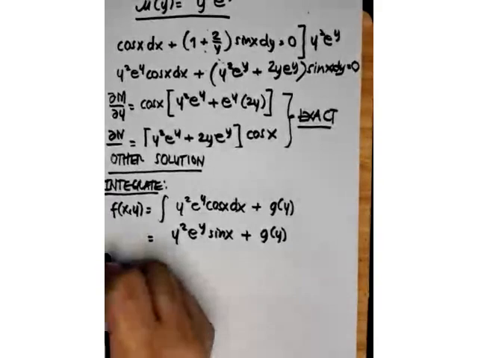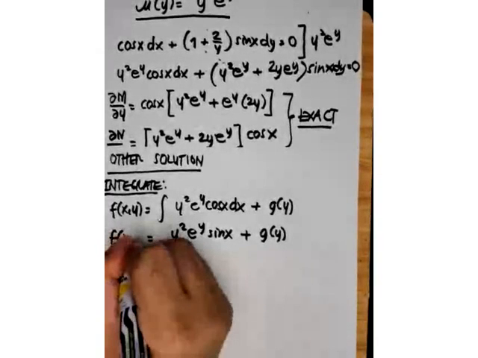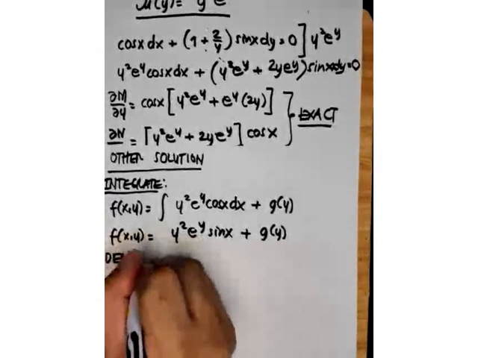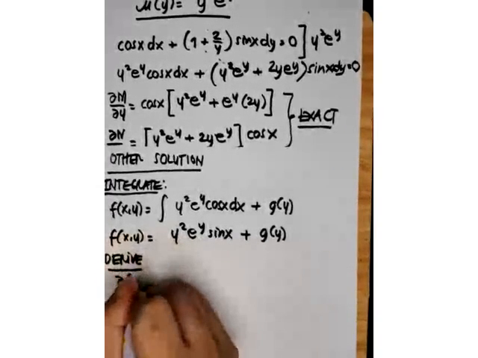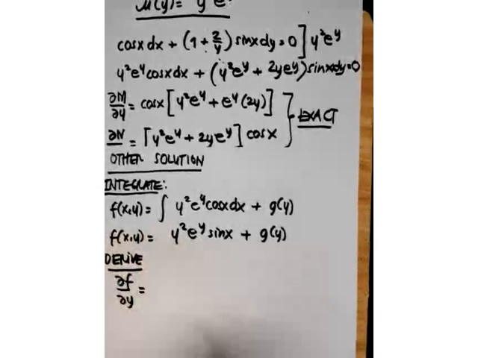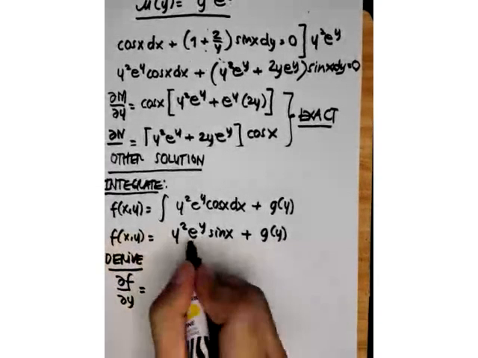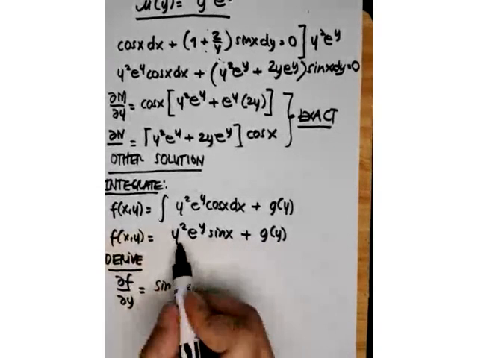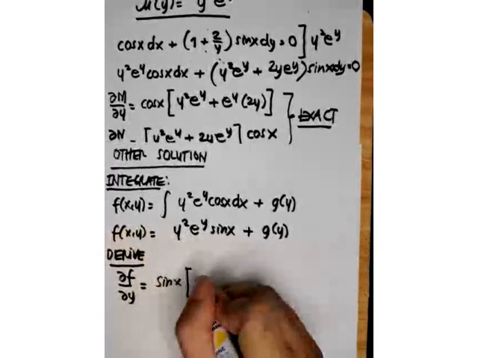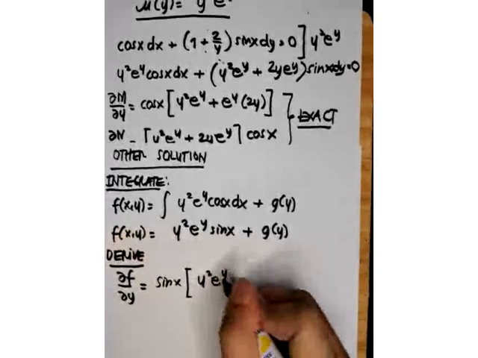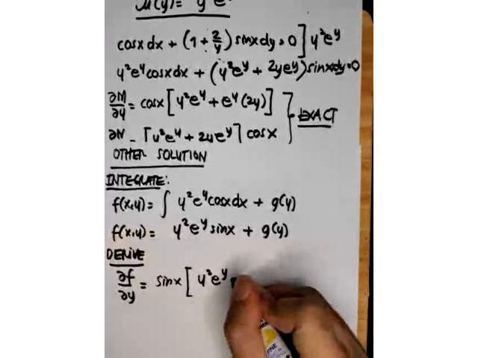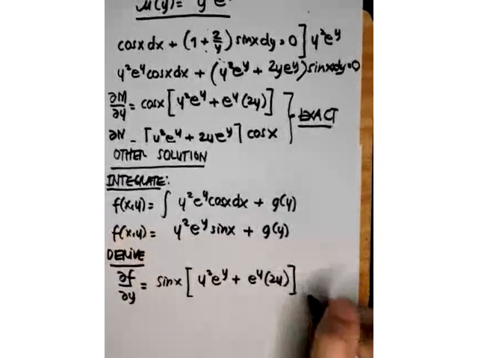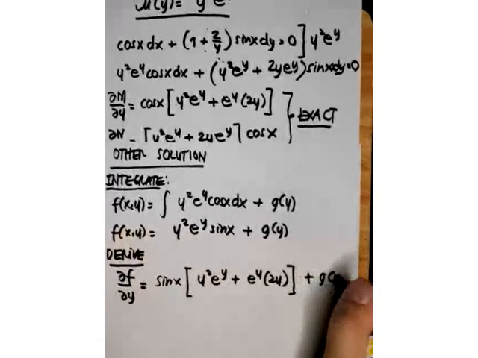Okay, now this is our f of x. So we derive. So get the partial derivative of the function with respect to y. Kaya lang, ang sin x natin ay ilalabas ko kasi magpa-product rule tayo. So this one is y squared e raised to y plus e raised to y times 2y plus g of y prime.